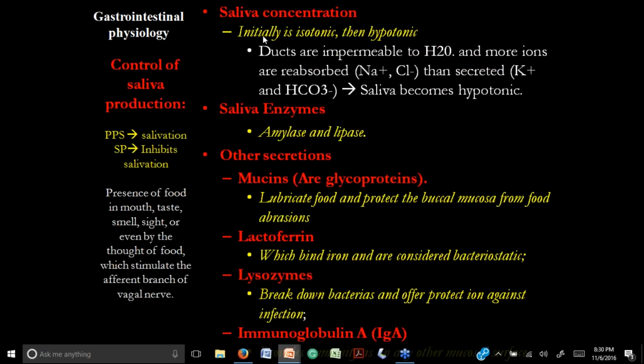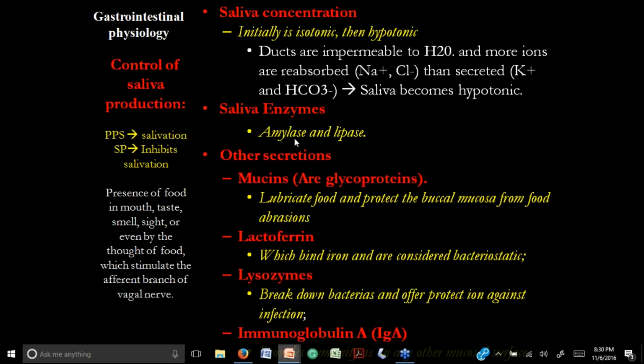Saliva concentration is initially isotonic. Isotonic means the secretion of the saliva is equal to the blood, and then it becomes hypotonic. Why does it become hypotonic? Ducts are impermeable to water, and more ions, sodium and chloride, are reabsorbed than secreted. So saliva becomes hypotonic. And why is this? Because that is a way to protect. If it is hypotonic, fluid is not going to escape more from the body, and that is going to protect us from severe dehydration.